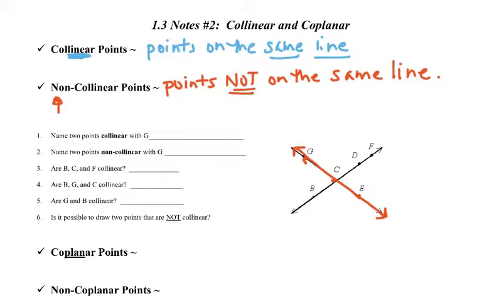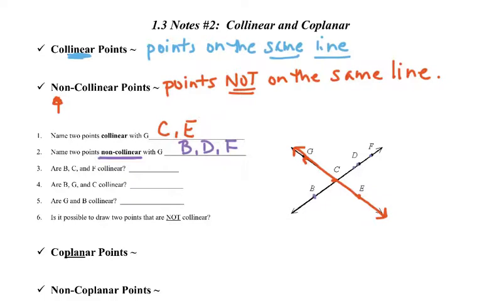What are 2 points on the same line as G? You're right, C and E. And you notice I just list those points. Let's say 2 points not on the same line as G. Well, I see 3 of them actually, so I'm going to write all 3. You only had to name 2. B and D and F are not on the same line with G.